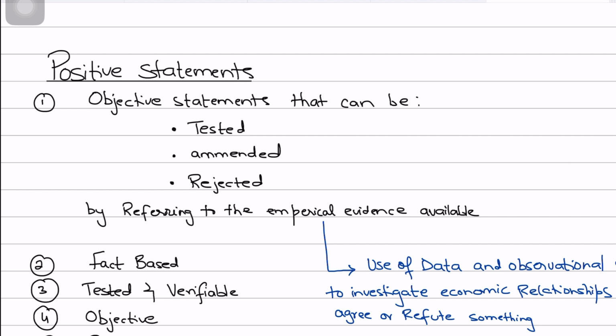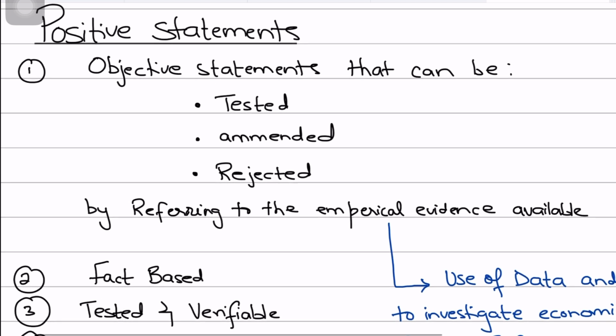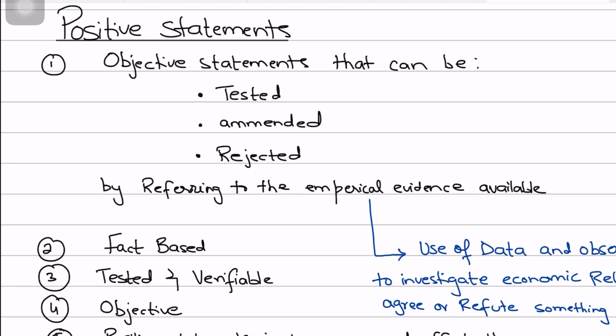A lot of students think positive statements are those that are facts. While this is not wrong, it is not the correct way to define a positive statement. In fact, it's not necessary that all positive statements are facts. So what exactly is a positive statement then? A positive statement is a statement that you can put to test, and once you have tested it, you can amend it or reject it by referring to whatever empirical evidence you have available.